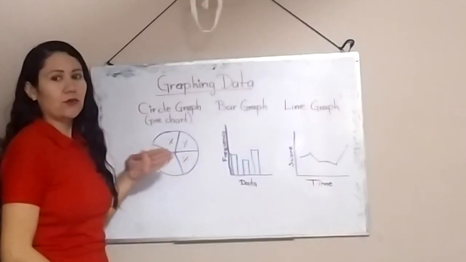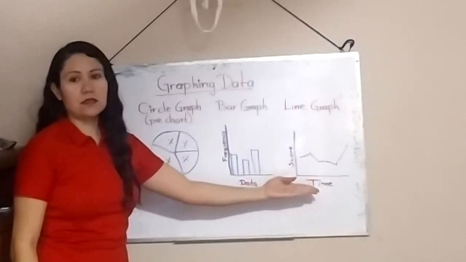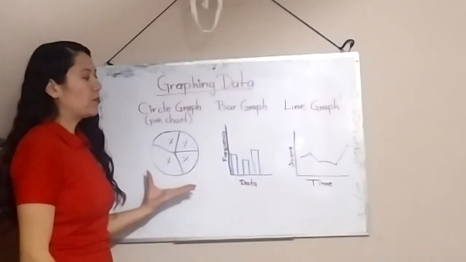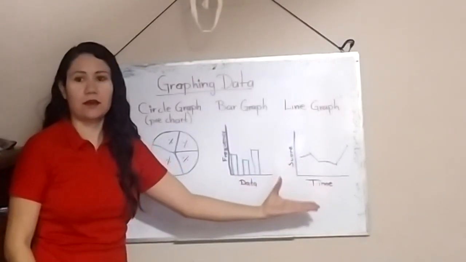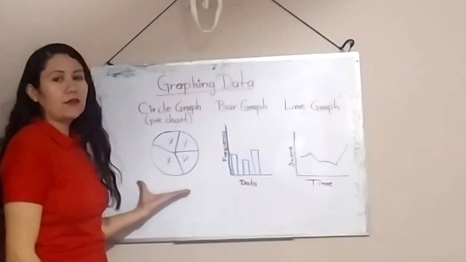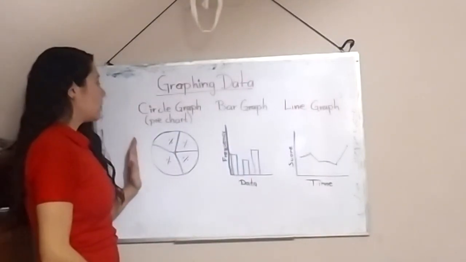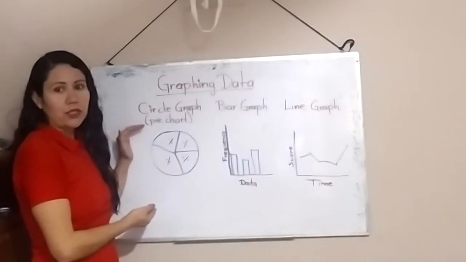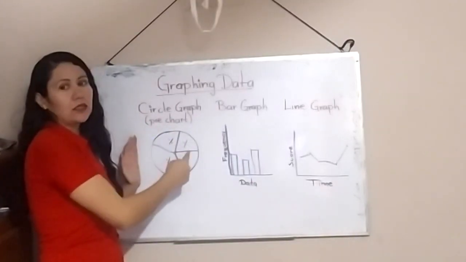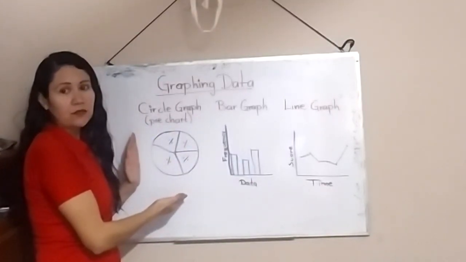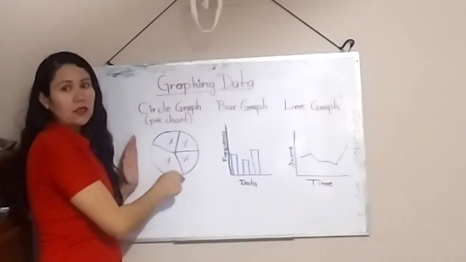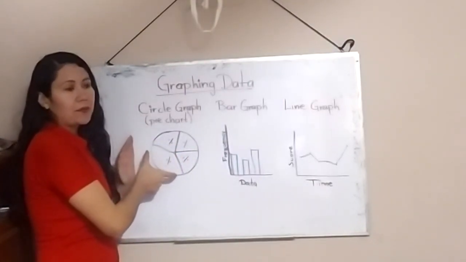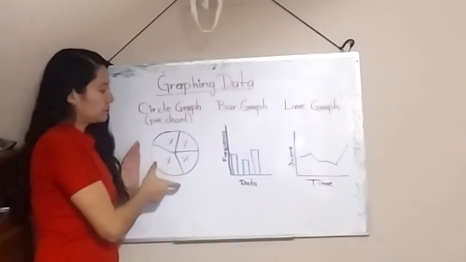In class, we will see 3 different ways of ordering data and representing it in a visual way in order to have a better understanding of it. First, we have the circle graph. The circle graph, also known as a pie chart, is a circle that represents 100% of our data divided in small parts, and each part represents a percentage of the data.